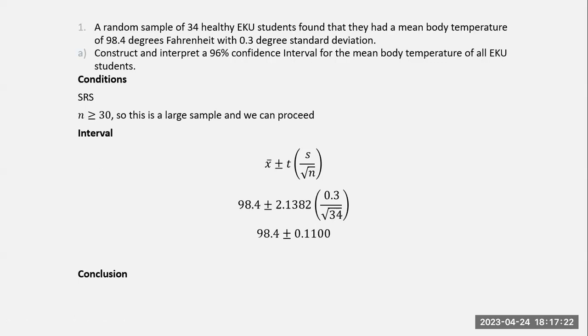All right, what are we getting stuck on? Or we just might want to say an answer out loud. Yeah, that's a good question. Alana just had a great question. When you actually do that inverse T, it gives you a negative 2.1382. All we're doing is looking for the distance, the number of standard errors. We can take the negative sign out.